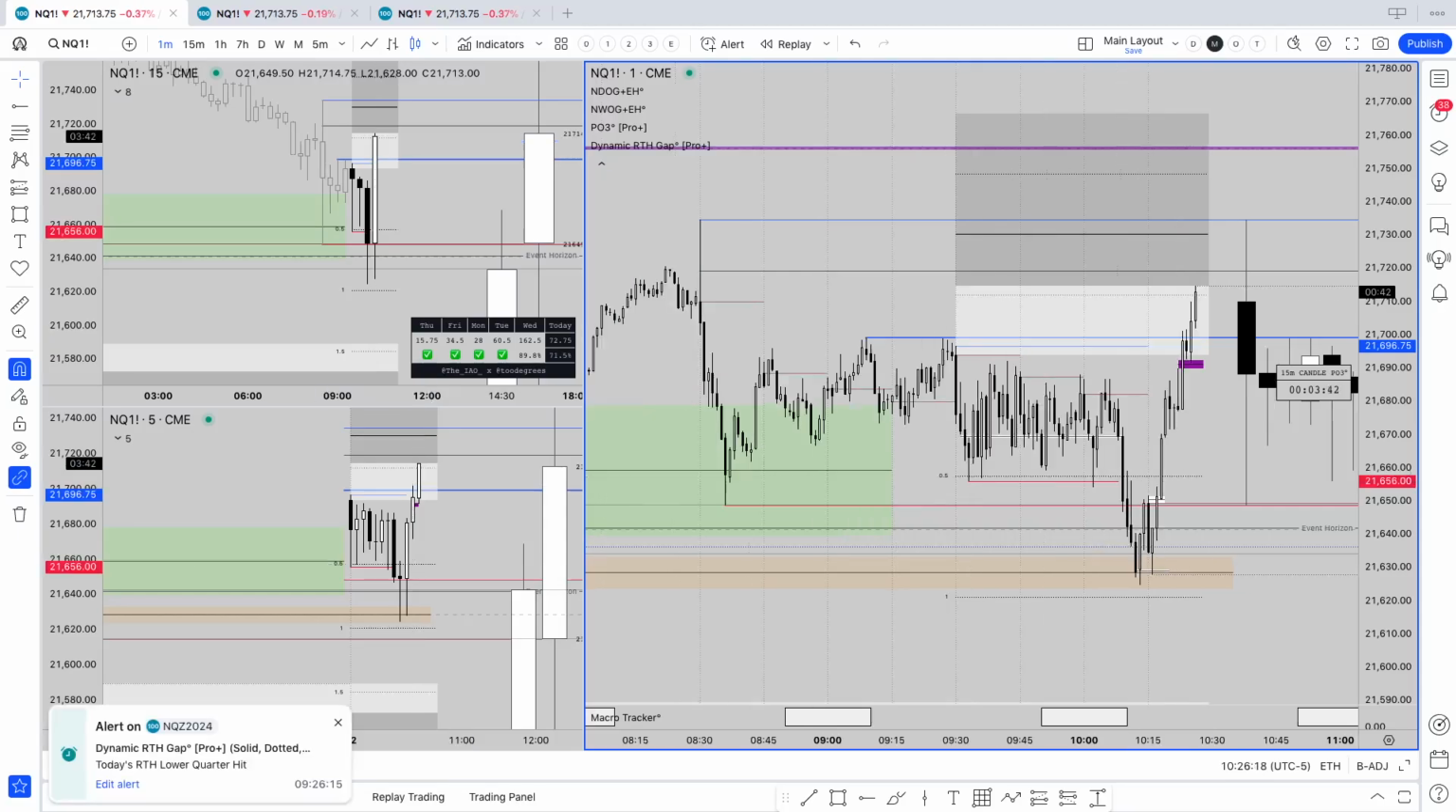Okay, yeah, I have my alarm here. The lower quadrant, the lower quarter, was hit. Beautiful. Now we are reaching the, let's see if we dip into the consequent encroachment.